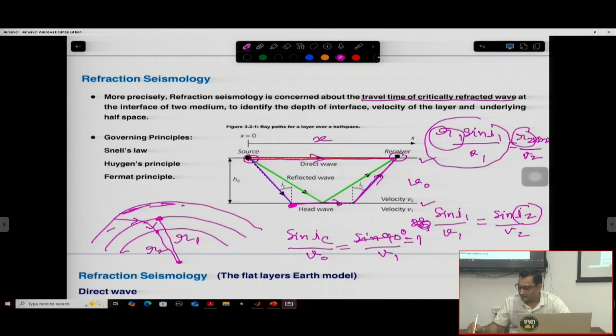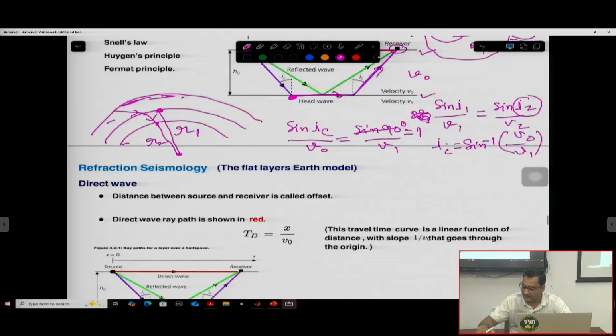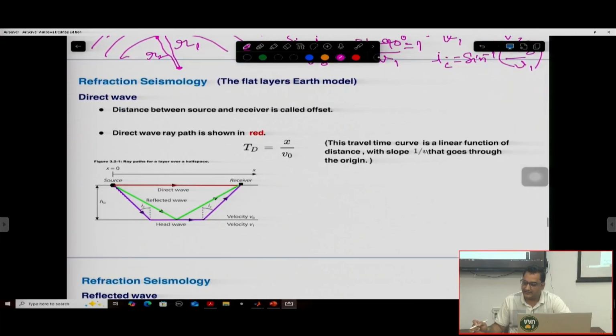Okay. So basically your critical angle IC will be nothing but sin inverse V0 upon V1, right. So this is what we are going to use in this. Now you can see the distance between the source and the receiver is also known as offset, that we call X, and the direct ray path, if we talk about the direct ray path, what will be the time it will take? If we denote it by TD, T in subscript D, then the time it will take will be X upon V0. Okay. This is the travel time of the direct wave.